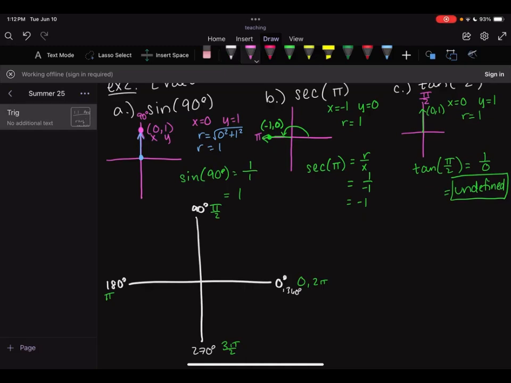If we think about the unit circle, this is going to be the point 1 comma 0. This is going to be the point 0 comma 1. This is negative 1, 0. And this is 0, negative 1. This is if I think about a circle with a radius 1.